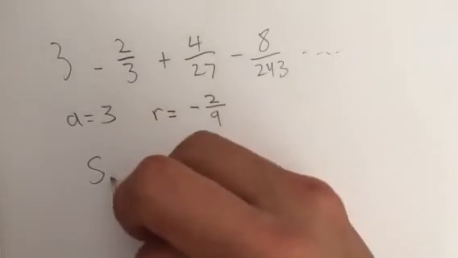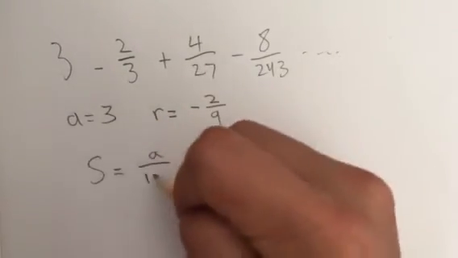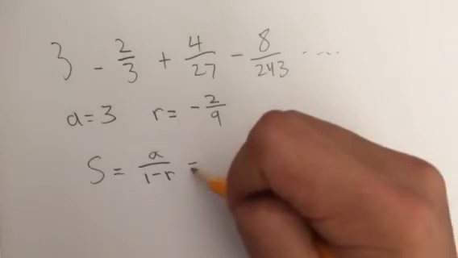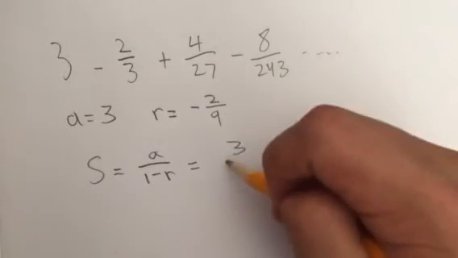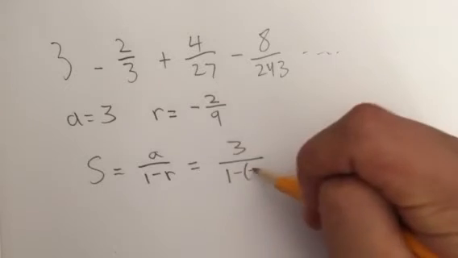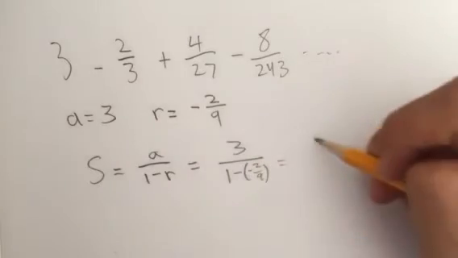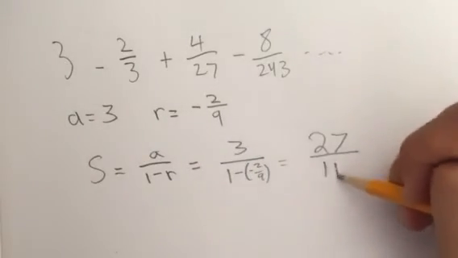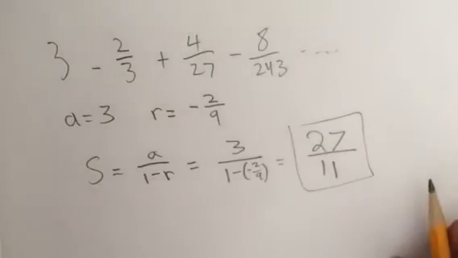Thus, plugging into our formula, s equals a over 1 minus r, which is just 3 over 1 minus negative 2 over 9, which is 27 over 11. That's the sum.